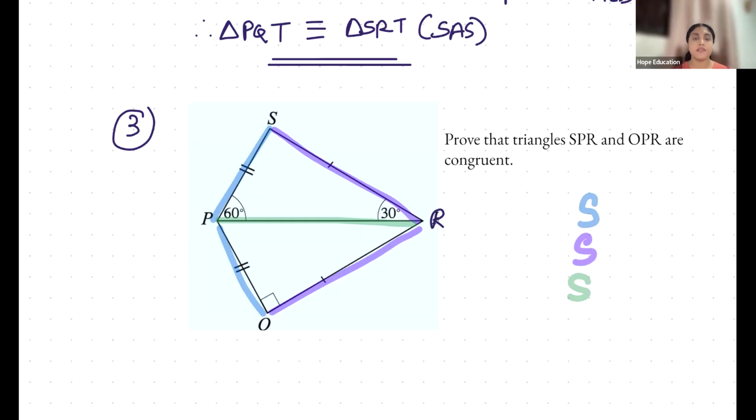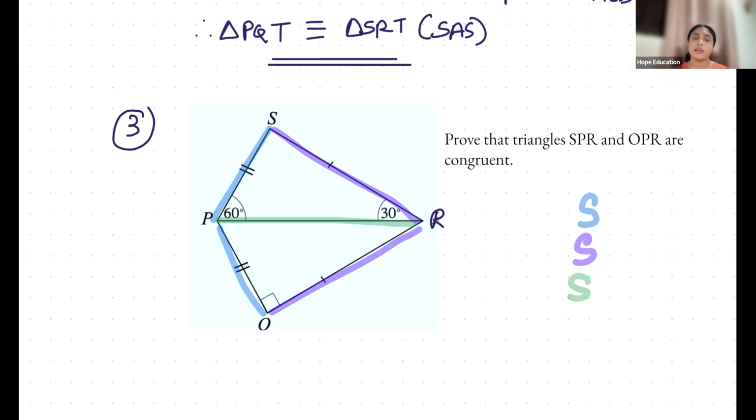Here we have 60 degrees. Here we have 30 degrees. But on this triangle, we have 90 degrees. Are there any angles which are equal here? Yes. What is it? PSR is equal to POR.